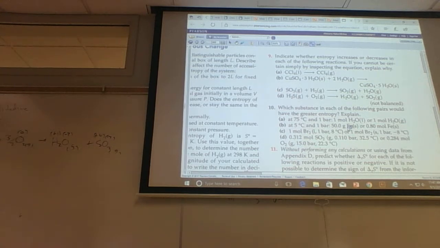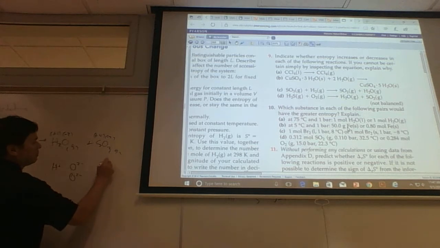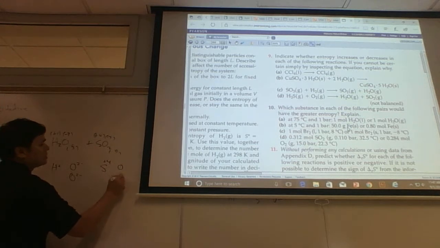And so we do it atom by atom. So we have 2 hydrogens at +1, and then a sulfur at -2. Then we have 3 halves O2, which would be 3 oxygens at 0. And then here we have a hydrogen at +1 and 2 oxygens at -2. And then we have a sulfur at +4 and 2 oxygens at -2.